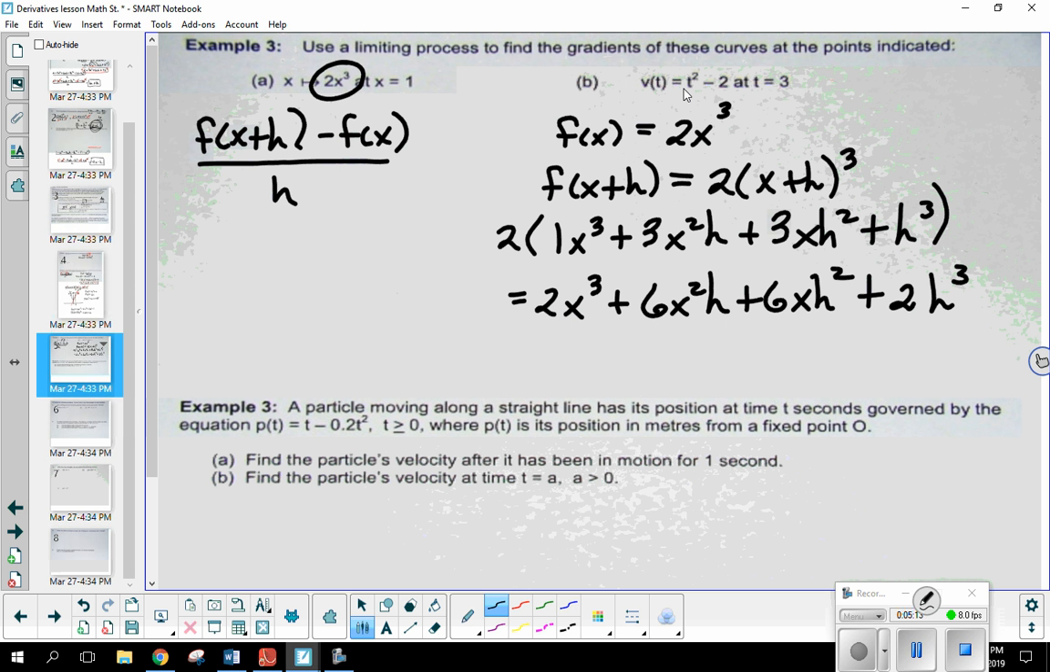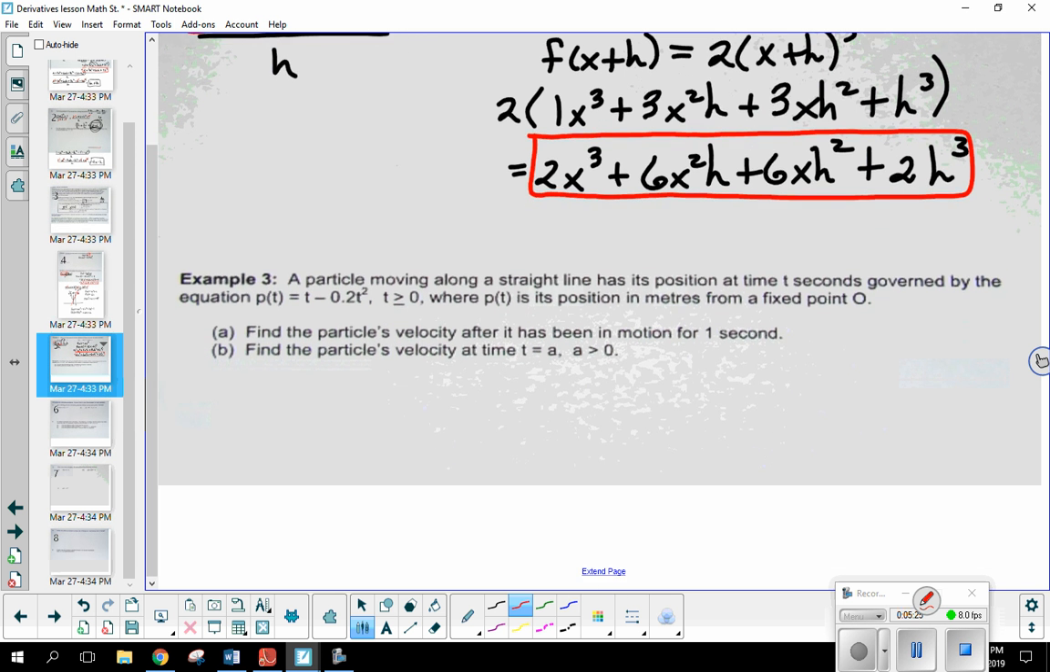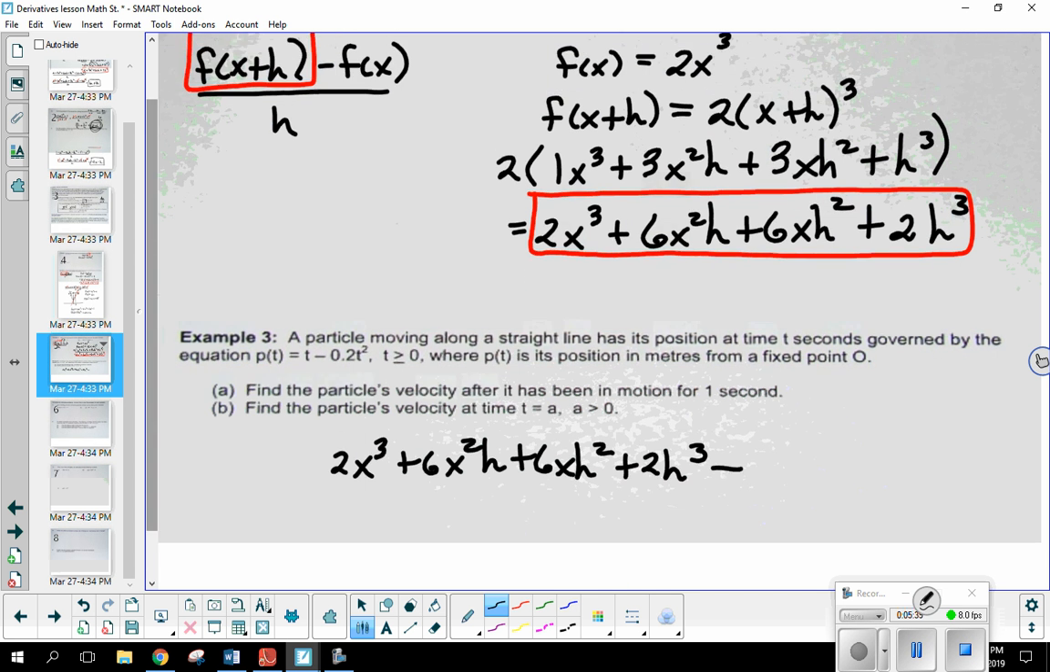For this first numerator, f of x plus h, I'm going to replace it with the expression I just got when I plugged x plus h into my function. So I'm going to come down here where I have a little more room. My first numerator is going to be 2x cubed plus 6x squared h plus 6xh squared plus 2h cubed. Now we're going to subtract f of x. Remember, f of x was just 2x cubed. Because it's a monomial, I don't have to worry about parentheses. I'm just going to put minus 2x cubed. And this is all over h.